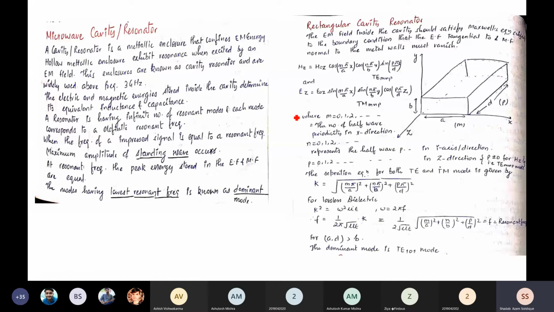Cavity means there is a hollow structure, and all the sides should be confined. Okay, there will be some kind of cavity, some box will be there.